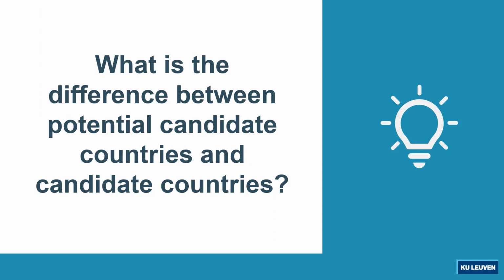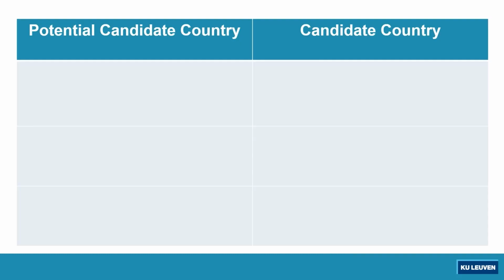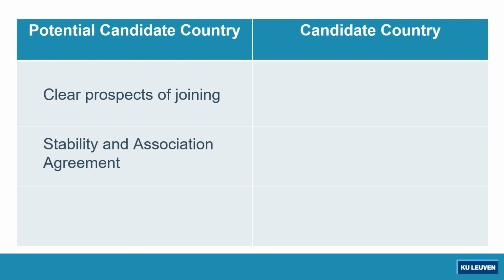But what exactly is the difference between potential candidates and candidate countries? Potential candidate states are countries that have a clear prospect of joining the EU in the future, but that have not yet been granted candidate country status. With these countries, a particular agreement, called the Stability and Association Agreement, will be established to help them prepare the process for eventual EU membership. This type of agreement establishes a contractual relationship entailing mutual rights and obligations and covering a wide variety of sectors.